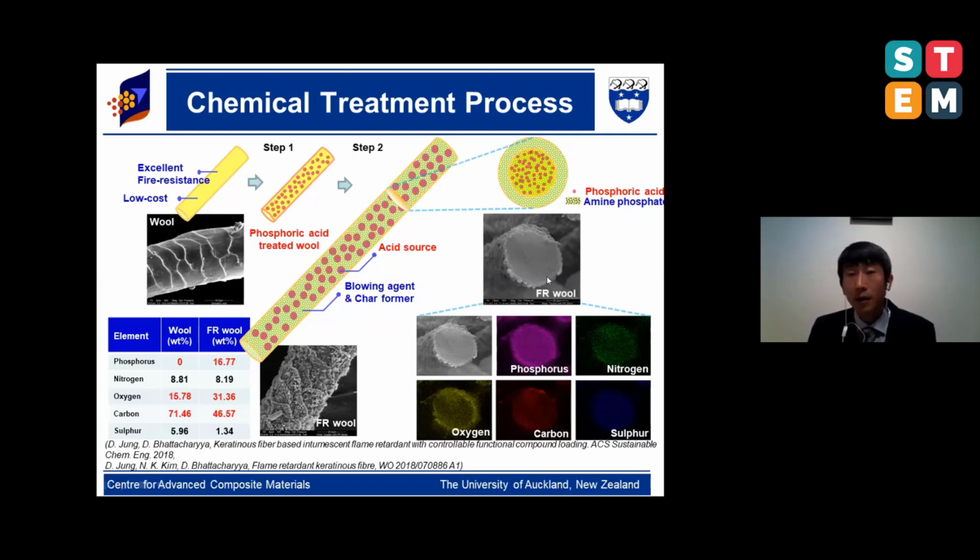And this is the cross-section of the fiber. To check the existence of phosphorus inside of the fiber, we use EDS mapping technique. So as you can see, the phosphorus is uniformly distributed inside of the fiber. So after the treatment, the phosphorus content was increased from 0 to 17%, but the carbon content was decreased from 71 to 46%.